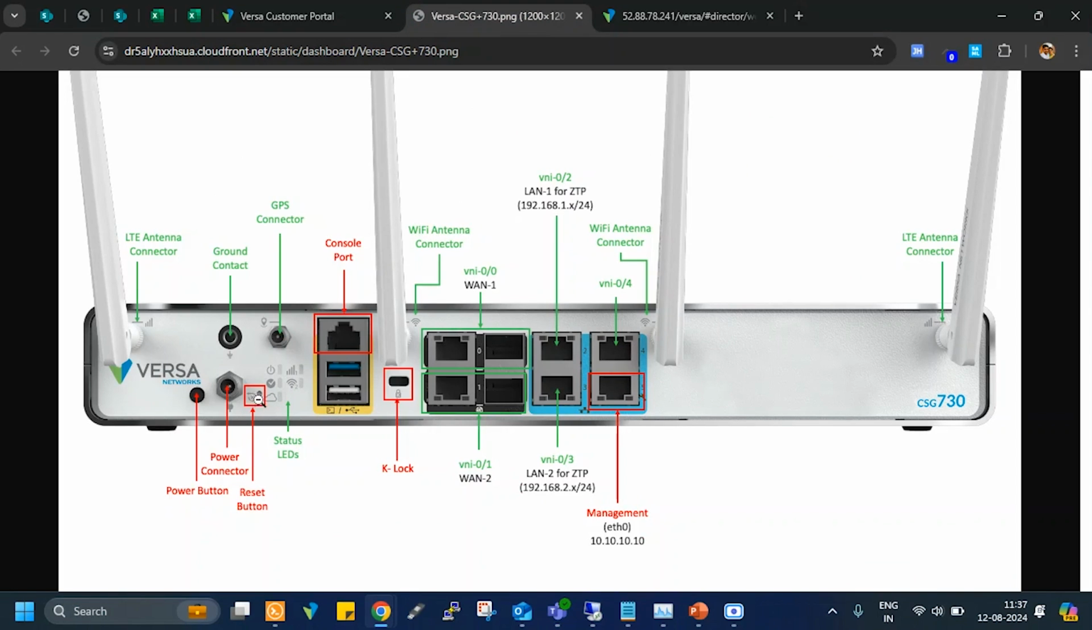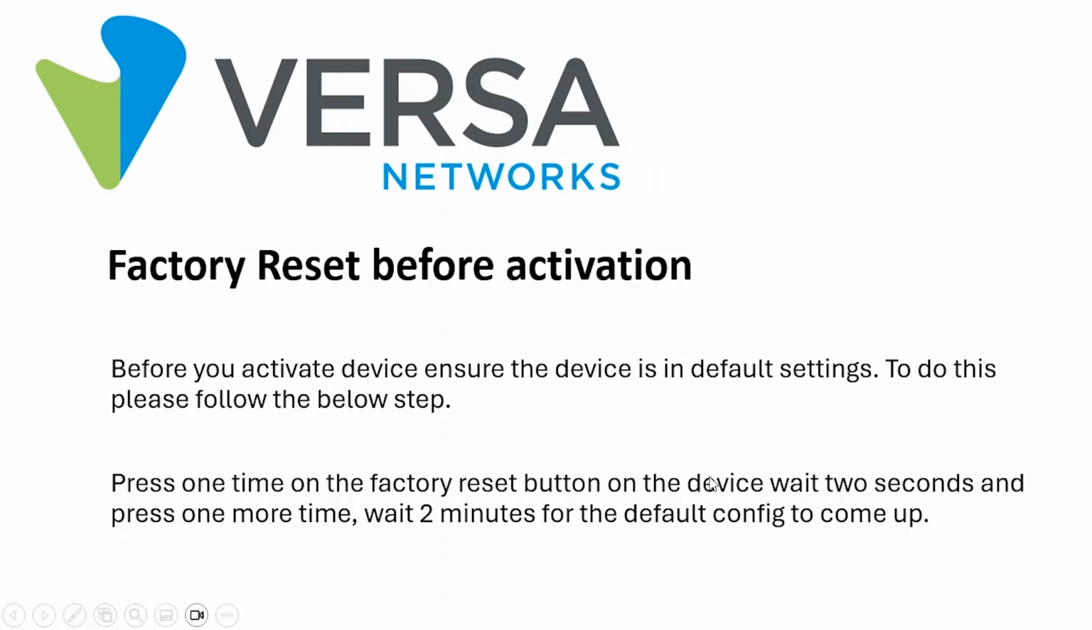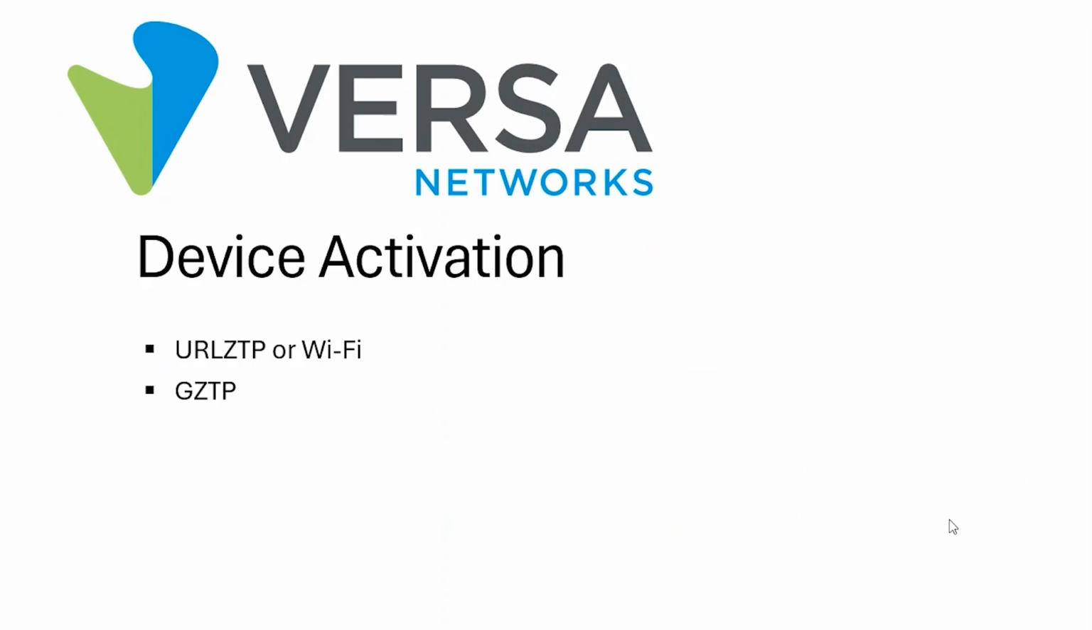Where it indicates where you can click on as shown in the image, you can press one time and wait for 2 seconds, then press one more time. So you need to click on the factory reset button a total of 2 times. After the second time, you will need to wait for 2 minutes for the device configuration to come up. Then the device will be ready for activation for both URL-ZTP and gZTP activation methods.